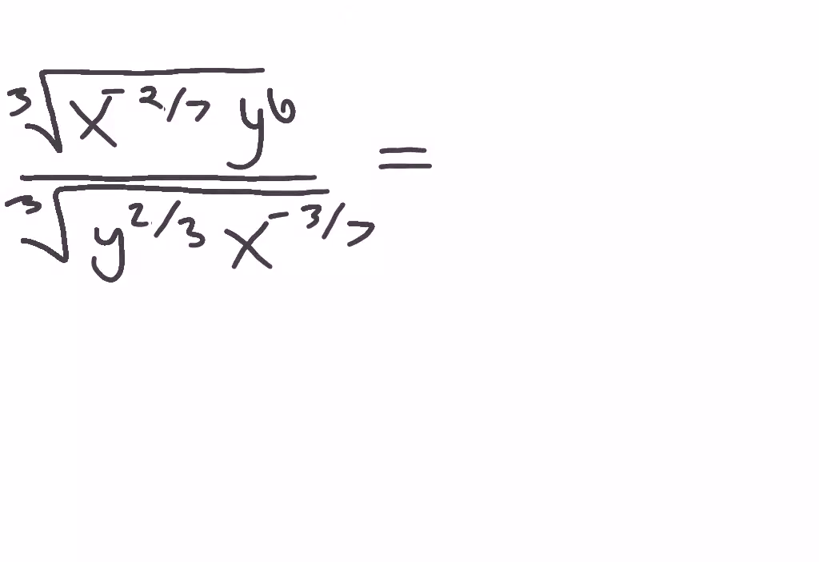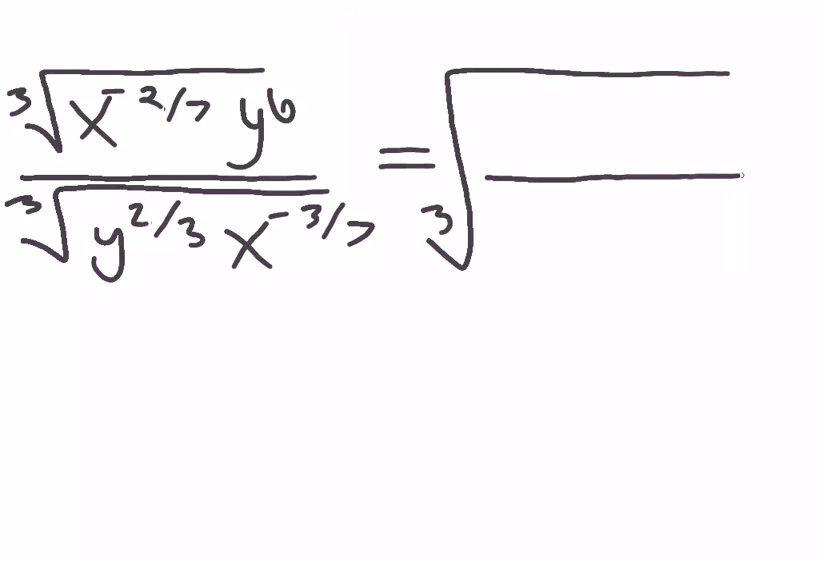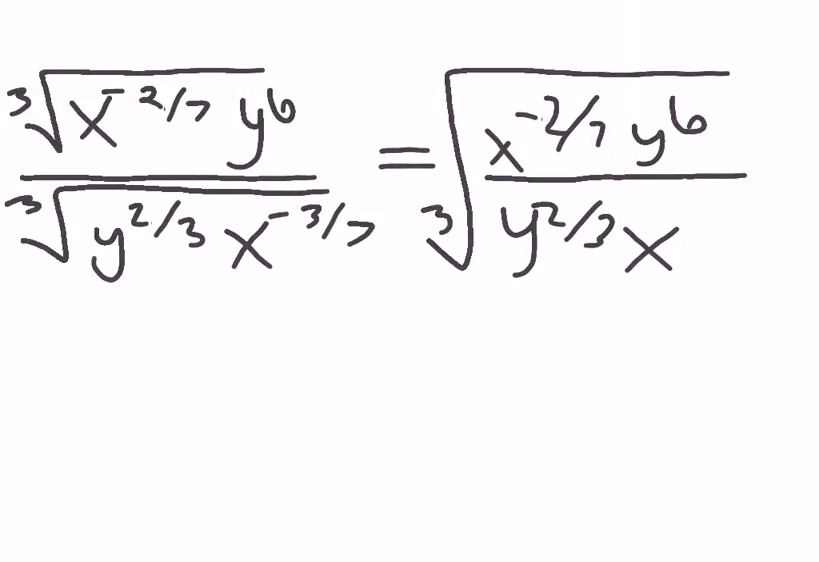First thing I want to do is just make it clear that that is the same thing as the cubed root of the entire fraction. So x to the negative 2/7 y to the 6th over y to the 2/3 x to the negative 3/7. Now I can go ahead and simplify. Okay, so I'm going to bring up this term into my numerator to make it positive.